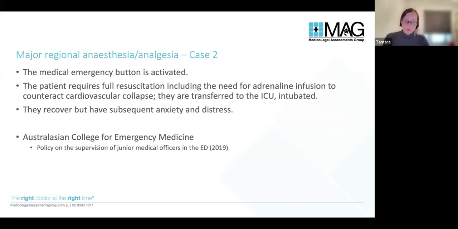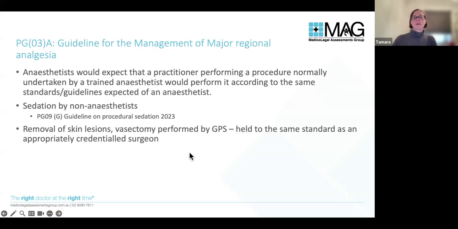I looked at the College for Emergency Medicine, and it's not very easy to access sort of policies, procedures and guidelines on their site. They have got a policy on supervision, which obviously there's a major failure here to accede to that. We can go back to our guideline as anaesthetists. Now, I would expect that someone performing a procedure normally undertaken in my specialty would have similar proficiency in doing that to someone in my specialty.